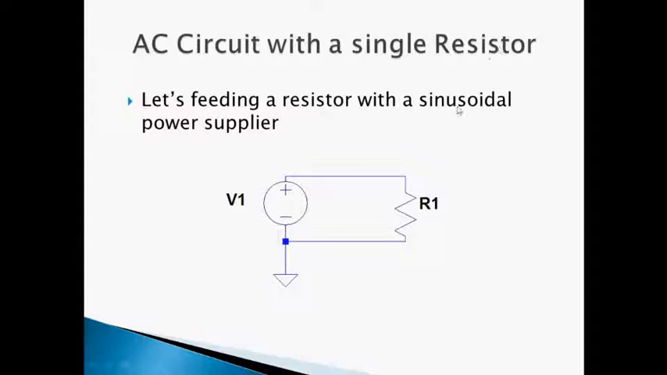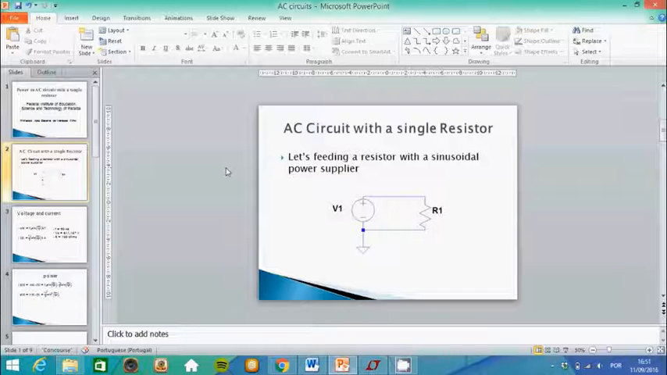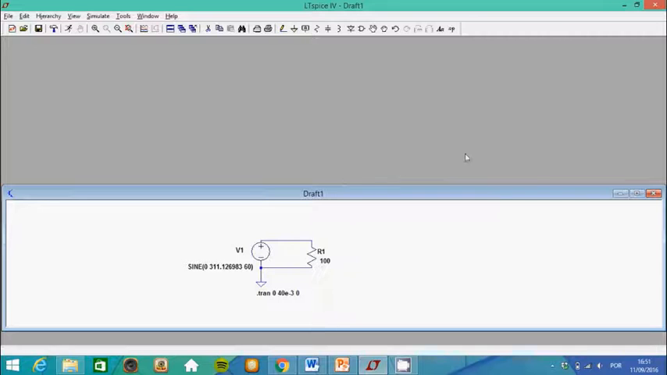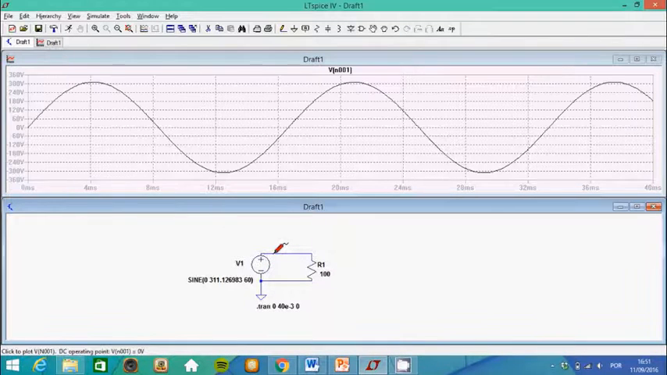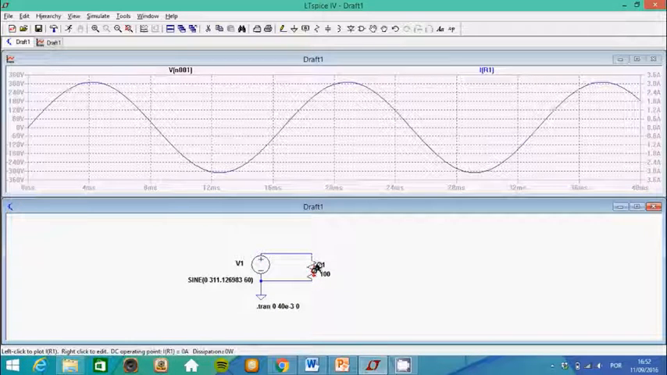Let's talk about a single resistor fed by a power supply with a sinusoidal wave. And okay, let's go on to view the waveform. Here we can see the sine wave of voltage and we can see the sine wave of current.